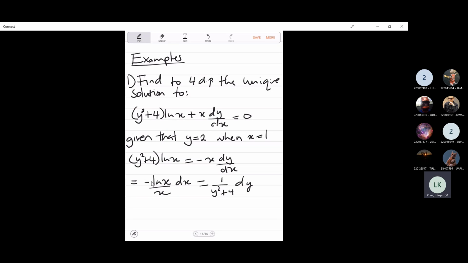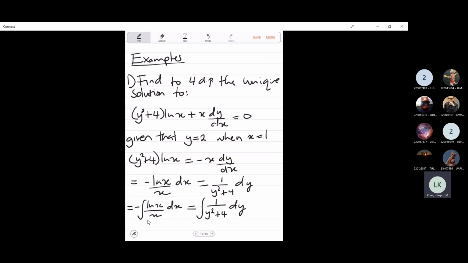You can see I've separated it. This here is only in terms of x with a dx. This one is only in terms of y with a dy. So I can solve this by integrating on both sides. So this is minus the integral of ln of x over x dx, and this is 1 over y squared plus 4 dy. You can see here you need your integration techniques. Everything we did on integration, you need to bring it here with you.